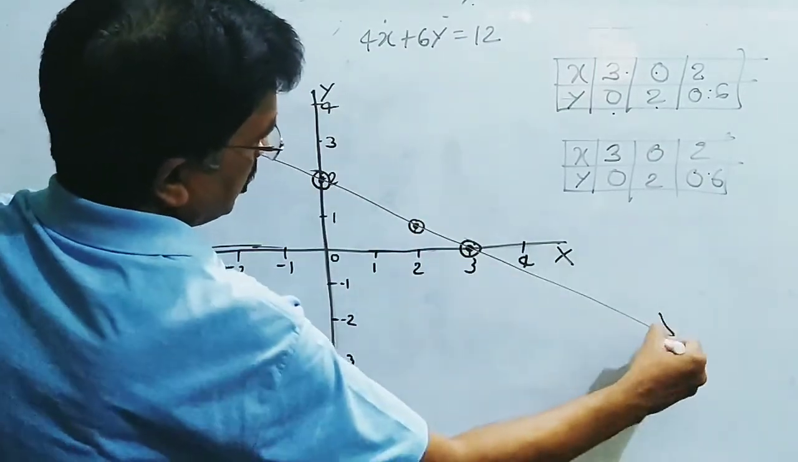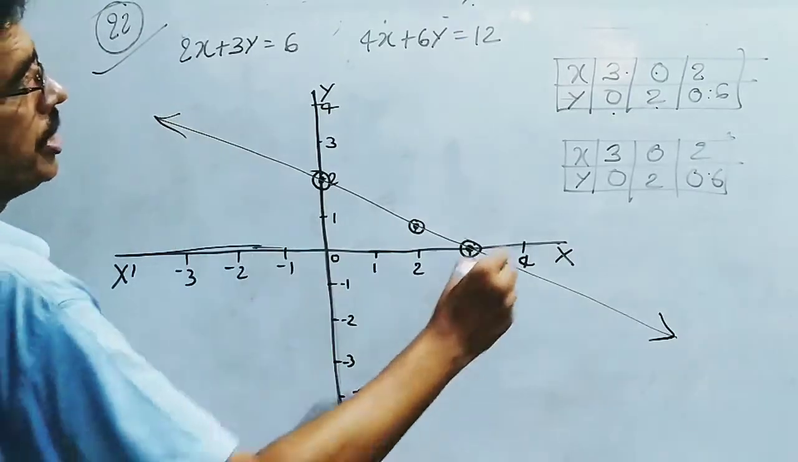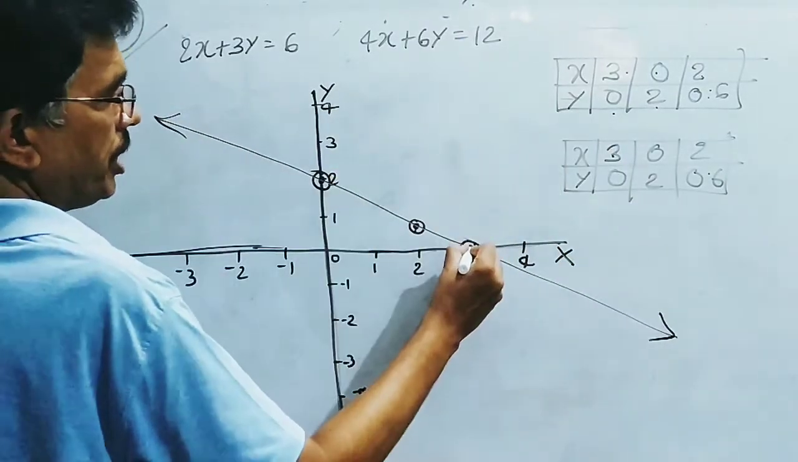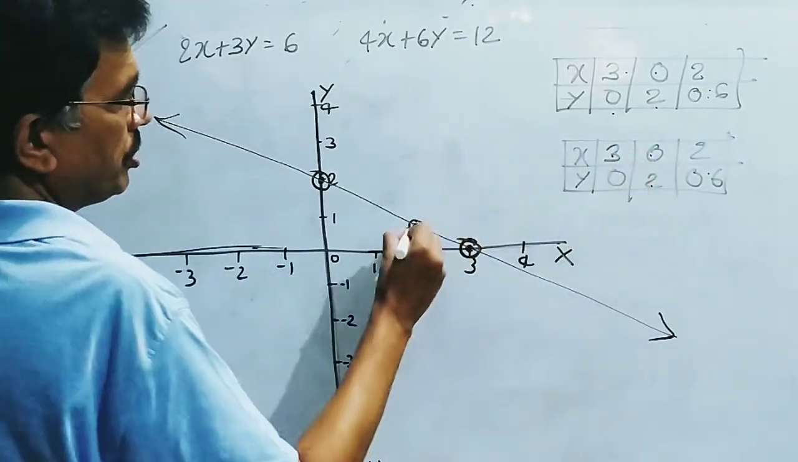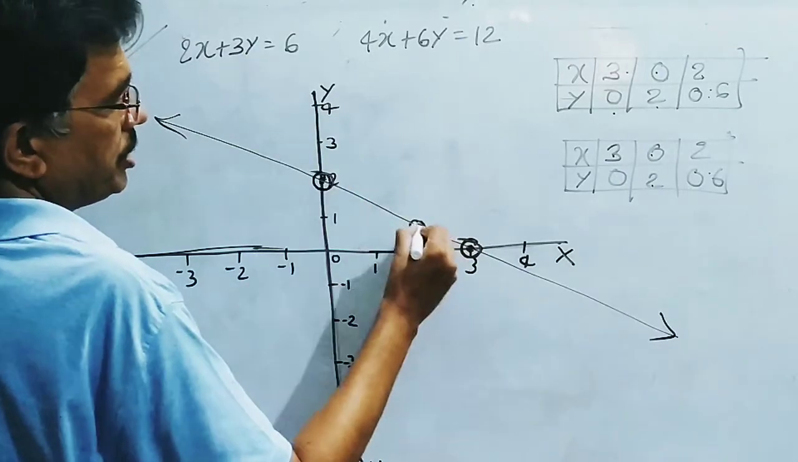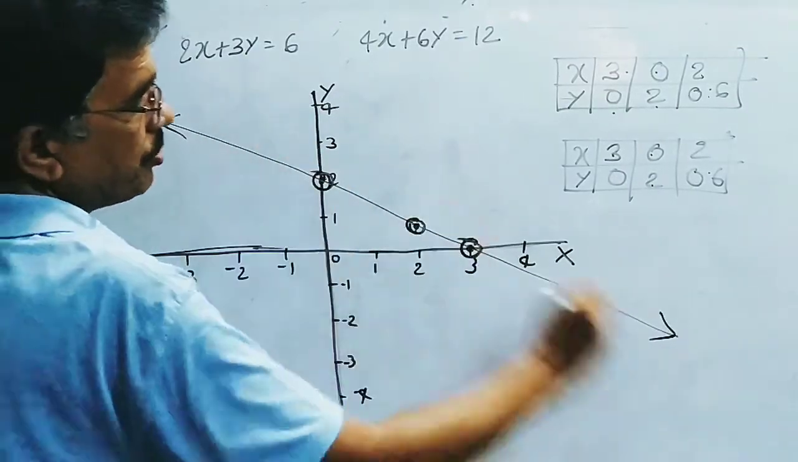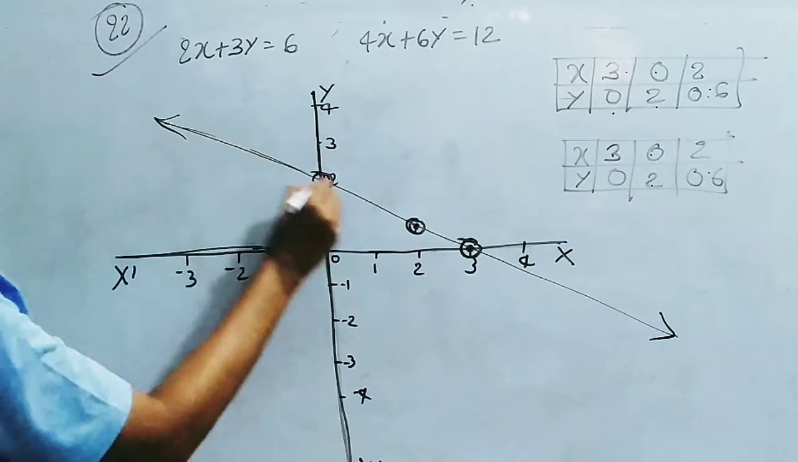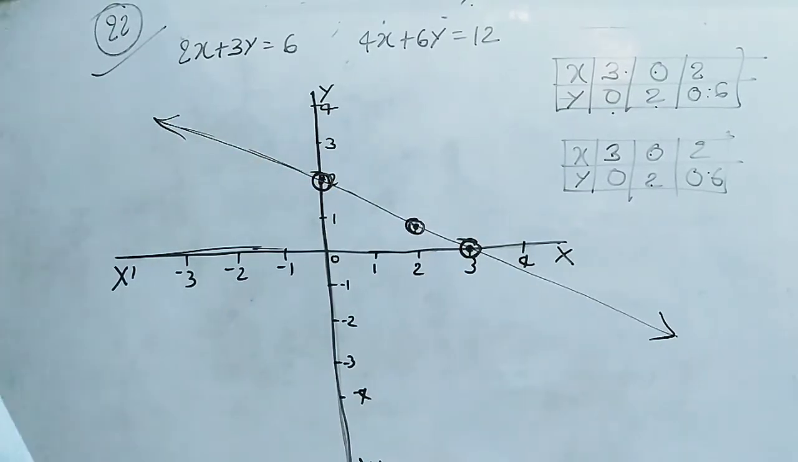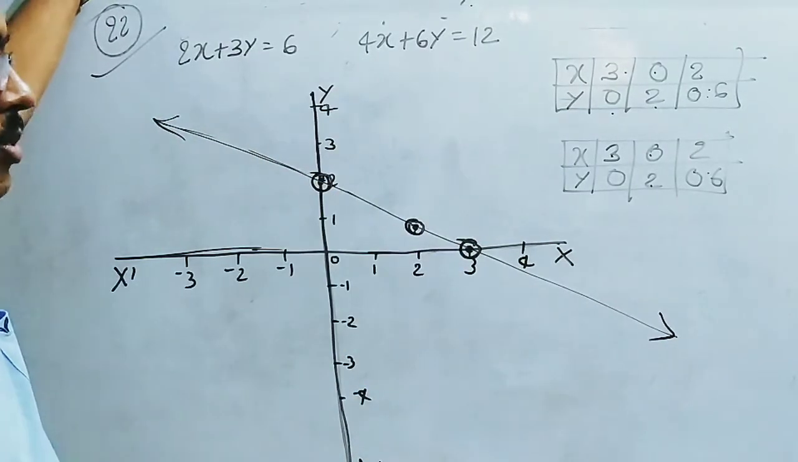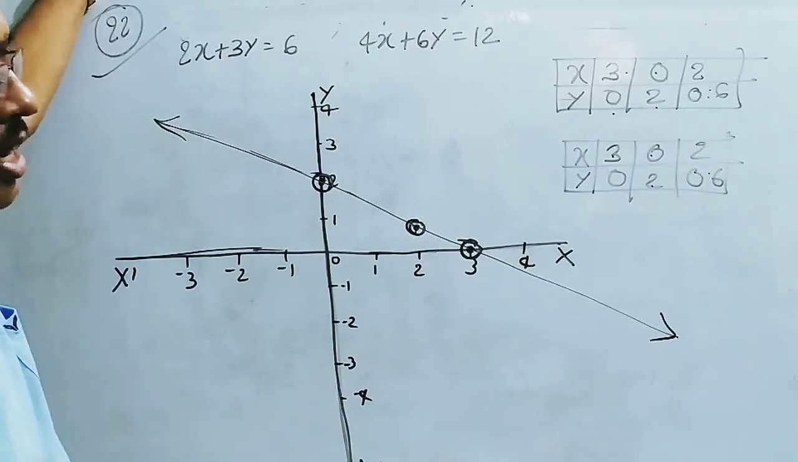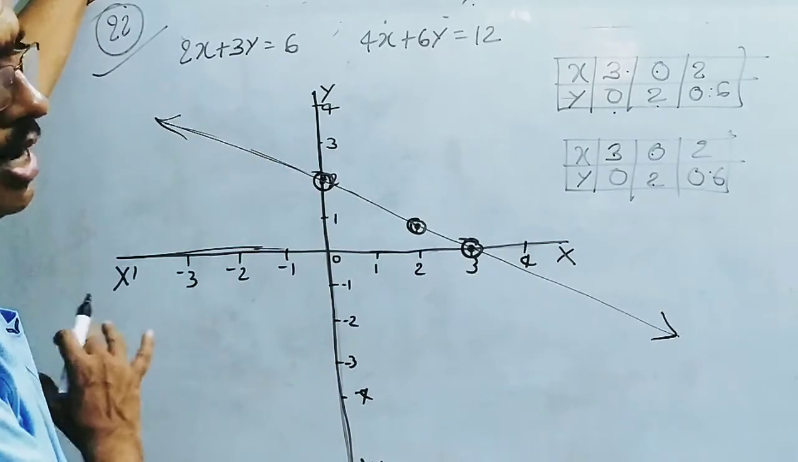Then you draw this line. The other is 3, then it is here. 0, 2, then it is here, and here. That means both lines are lying on the same line, so they overlap each other, and we can say it has infinitely many solutions.